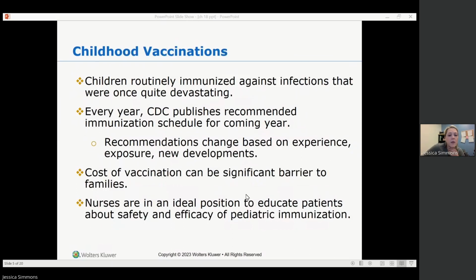Childhood vaccinations, children are routinely immunized against infections that were once quite devastating. Every year the CDC publishes a recommended immunization schedule for the coming year. Recommendations change based on experience, exposure, and new developments. This is all evidence-based practice. The cost of vaccination can be a significant barrier to families. Most, if not all, vaccinations are covered, especially during pediatrics.